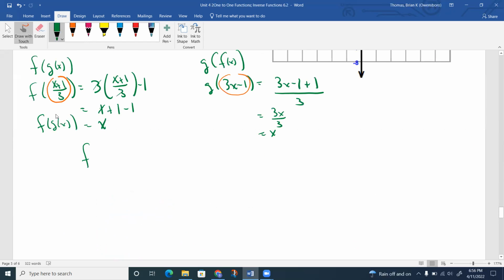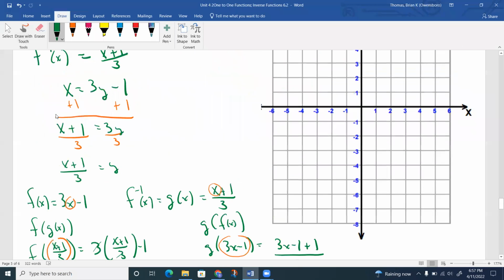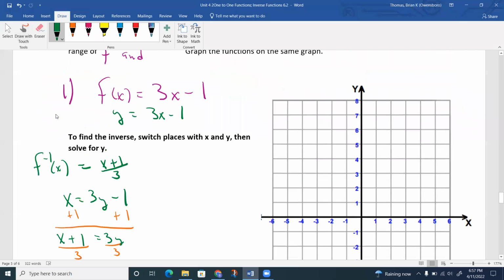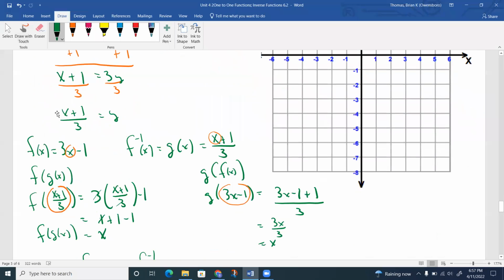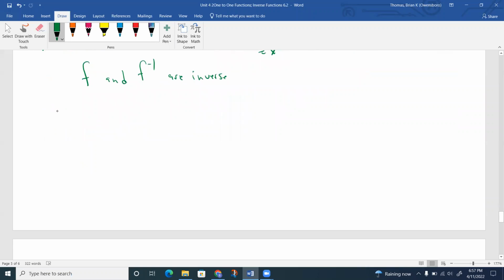Okay, so f and f of -1 are indeed inverses, as we verified by proving f of g of x and g of f of x both equal x. Now, as far as graphing goes, the original function is going to be f of x equals 3x minus 1. I'm going to graph that first.